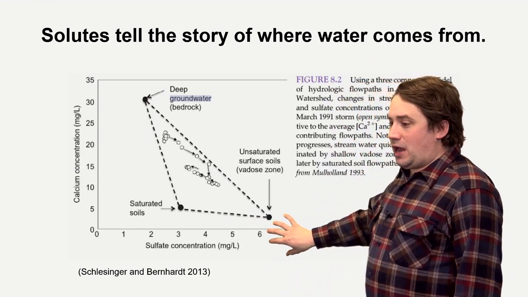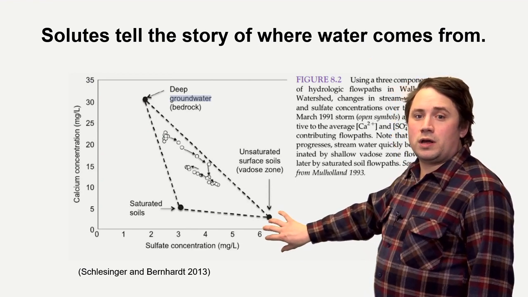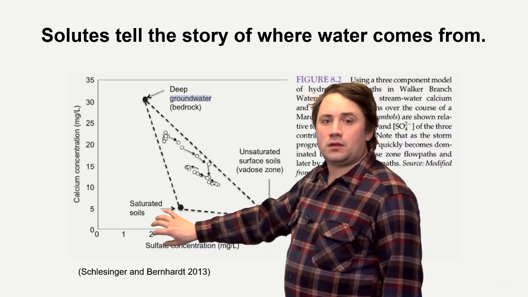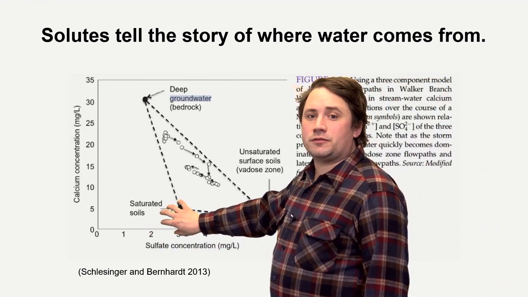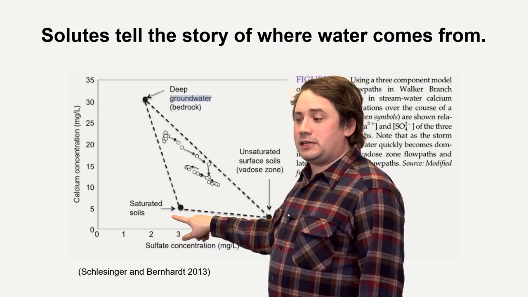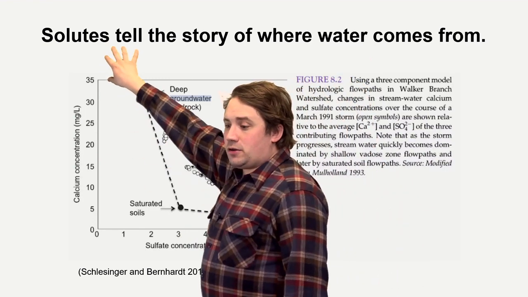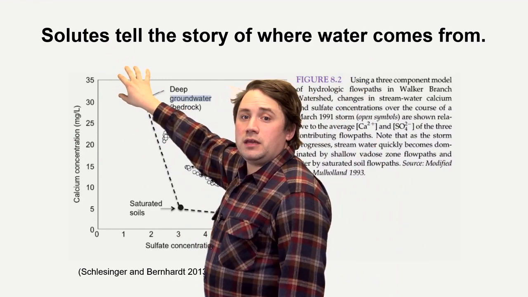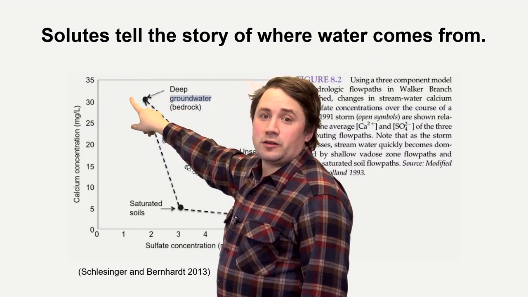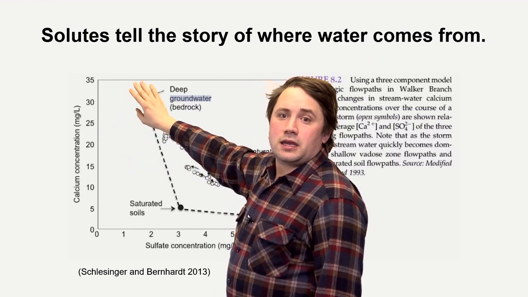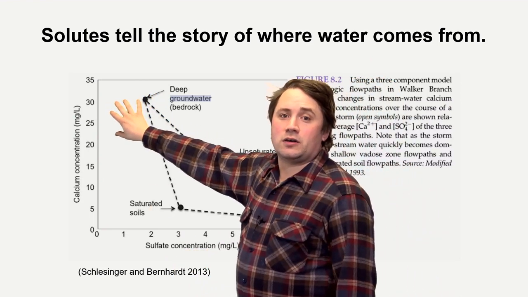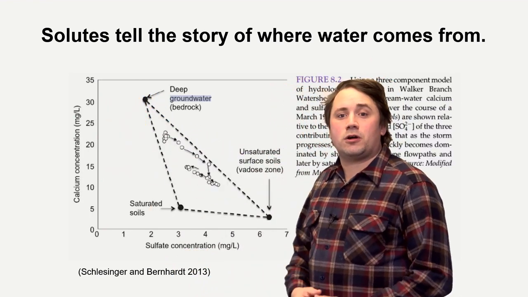So down here, you have unsaturated surface soils, what the water chemistry looks like. It's very high in sulfate, very low in calcium. Over here, you have the water chemistry that they measured from saturated soils. You can see it has low calcium still, but significantly less sulfate. And then up here, you have the chemistry of the groundwater that you see in this watershed, which is very high in calcium, very low in sulfate. This is a limestone underlain creek, so no surprise that there's a lot of calcium dissolved in the deep groundwater.